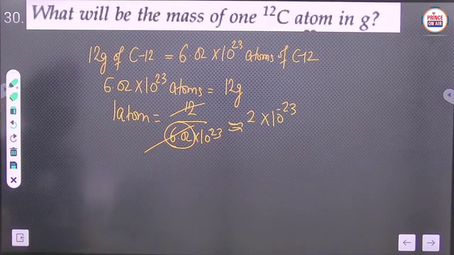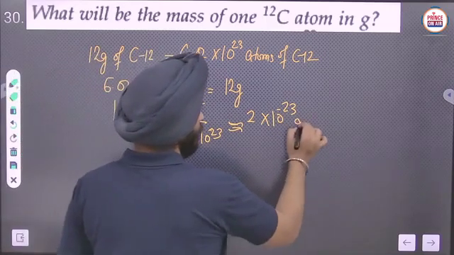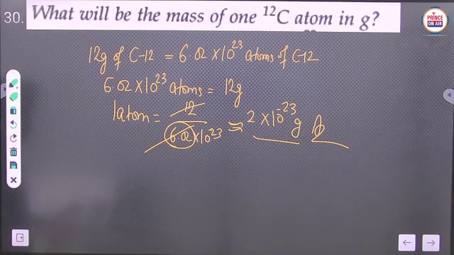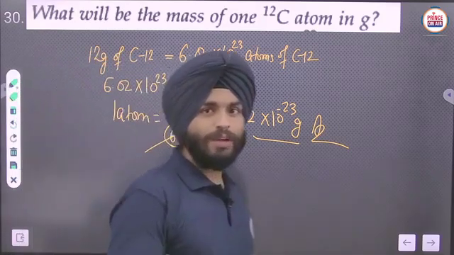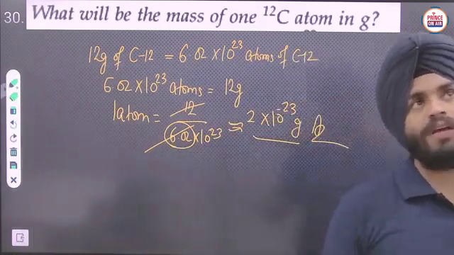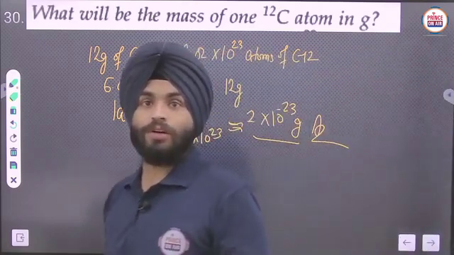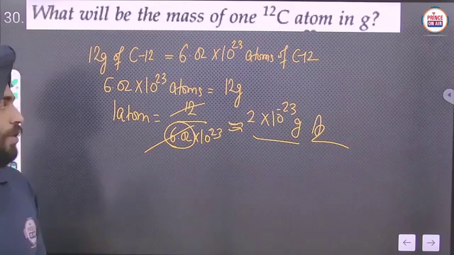So then it will come out to be, is it clear now? Approximately it will come out to be 1.99 something into 10 to the power minus 23 gram. So I am considering it as approximately 2 into 10 to the power minus 23 gram. Okay.